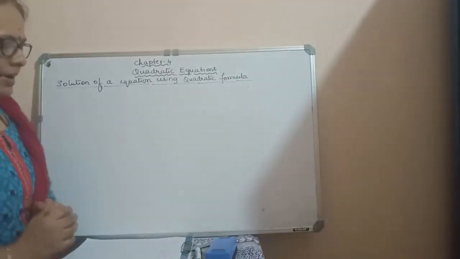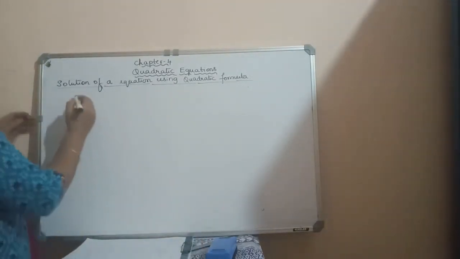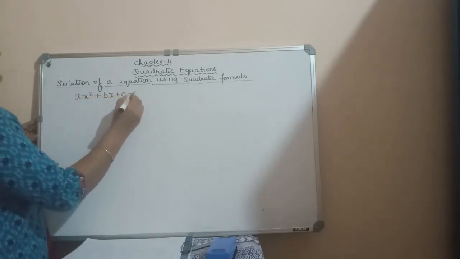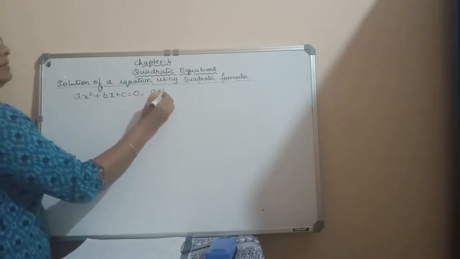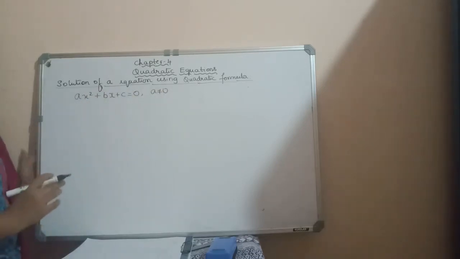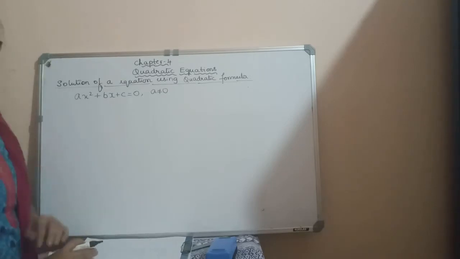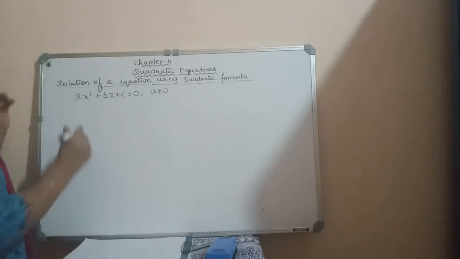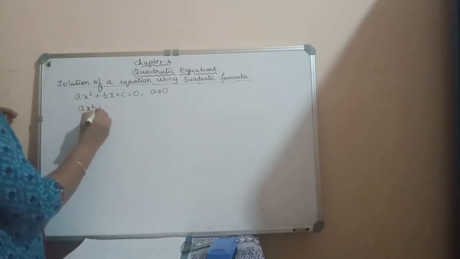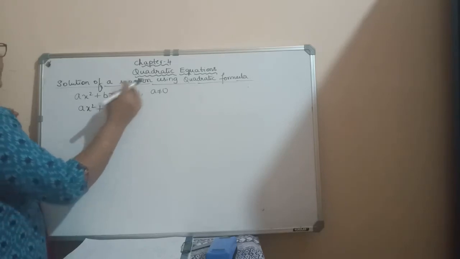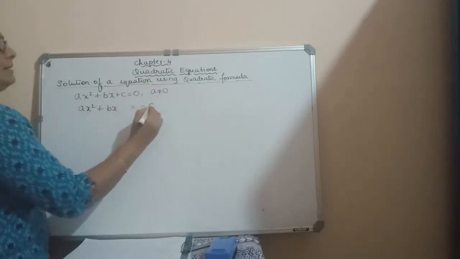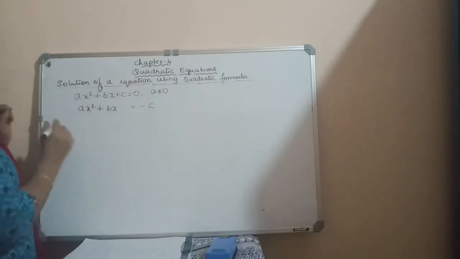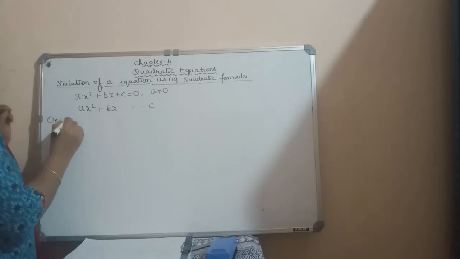Let us derive this quadratic formula. ax square plus bx plus c equals 0, where a is not equal to 0, and a, b, c are real numbers. So this is the standard form of a quadratic equation. Now ax square plus bx, take this constant term to the right side, which is minus c. Then divide the whole equation by a.